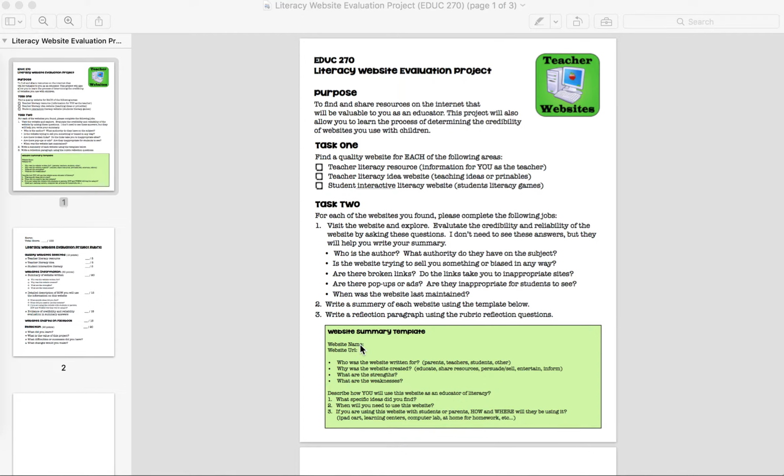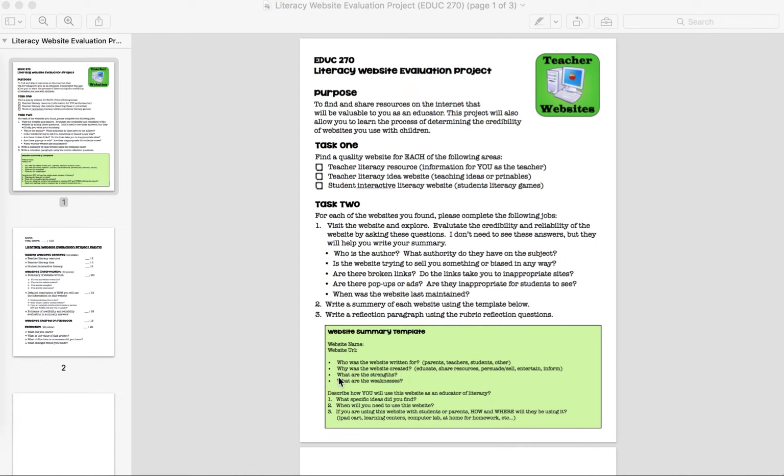You're going to put the website's name and the URL, which is the web address. You're going to tell me who the website was written for, and basically your answer should be either parents, teachers, students, or someone else in the education field. Why was the website created? Was it to educate, share resources, to persuade or sell, to entertain, to inform? Basically, you'll be able to choose one of those.